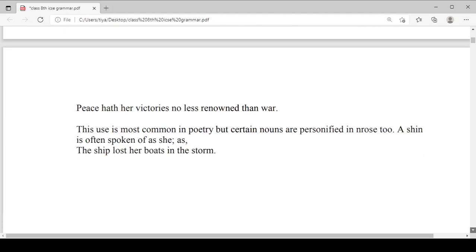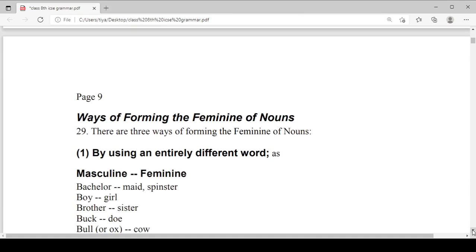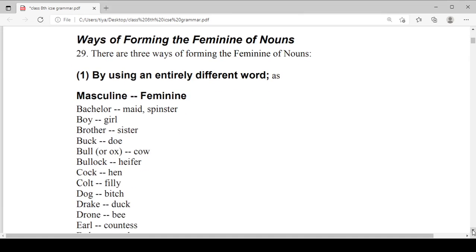So in this way we can categorize the nouns according to gender: feminine gender, masculine gender, common gender, or neuter gender. In this way we can easily identify what are the masculines and what are the feminines. Now, ways of forming the feminines of the nouns. Here we will talk about how many ways we can categorize the masculine gender and the feminine gender. So we have a list.